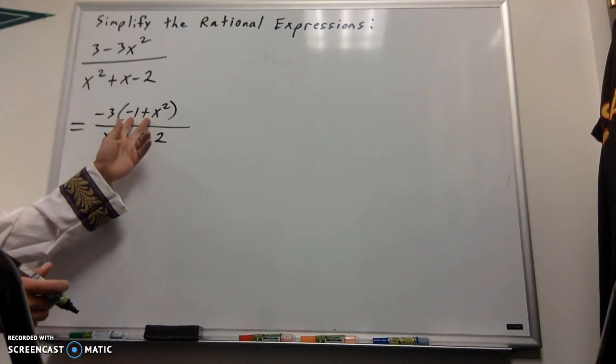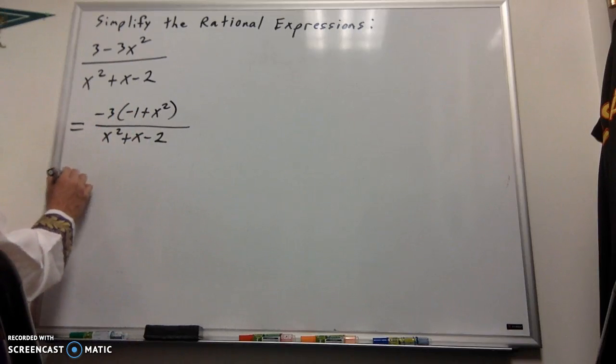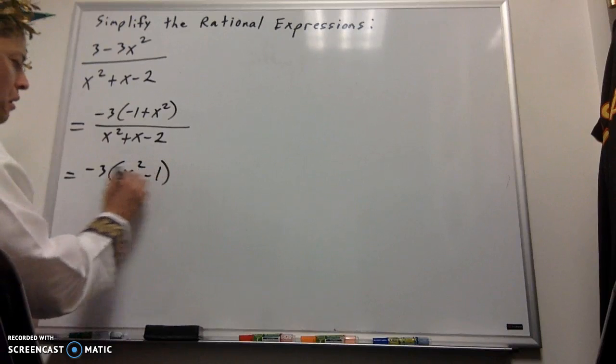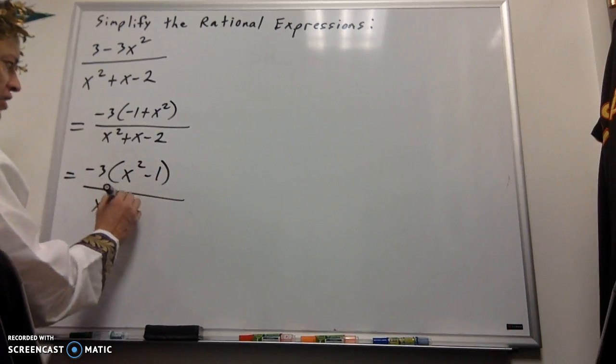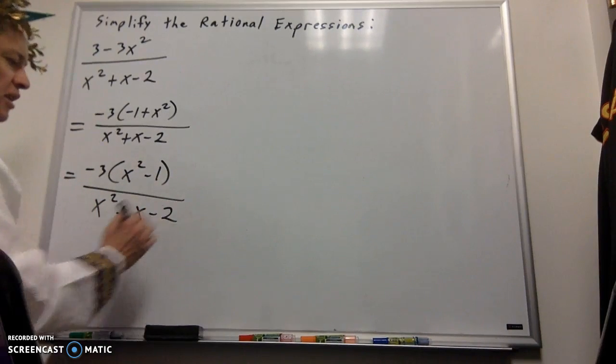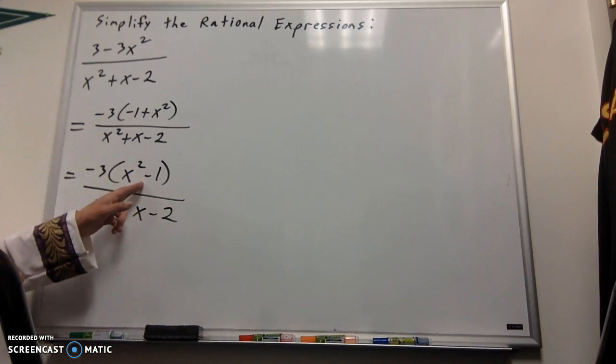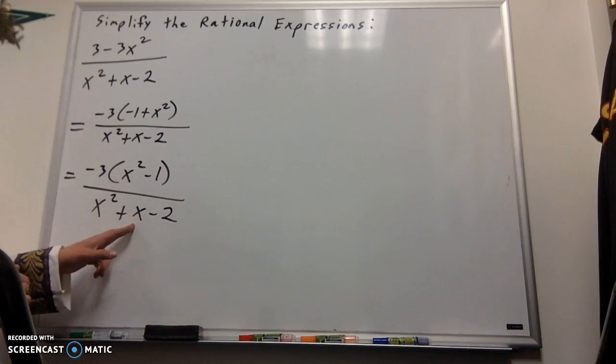Now I'm going to use a commutative property of addition and make these two guys switch around. So I'll have a -3 times a quantity of x squared minus 1, still over x squared plus x minus 2. All right? Now, in the numerator, I've got the difference of squares. In the denominator, I've got a trinomial that'll factor pretty easy.